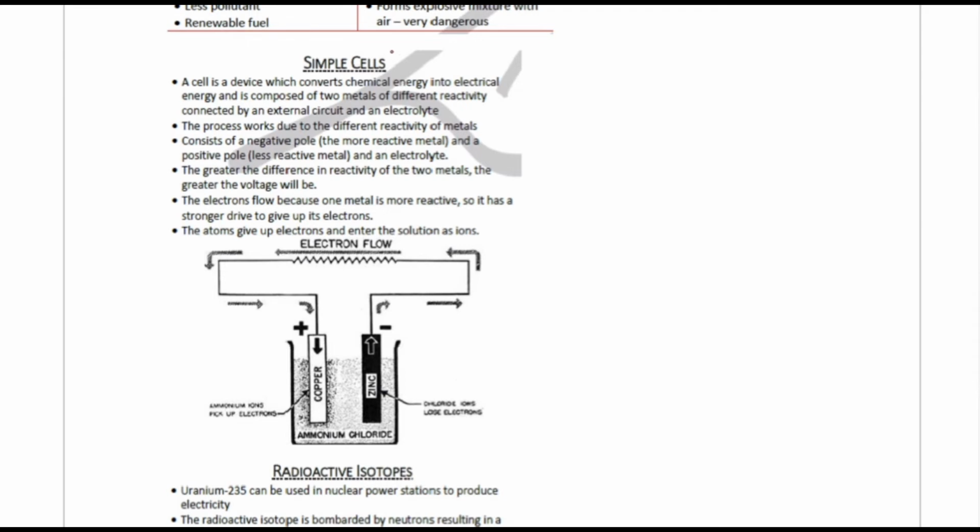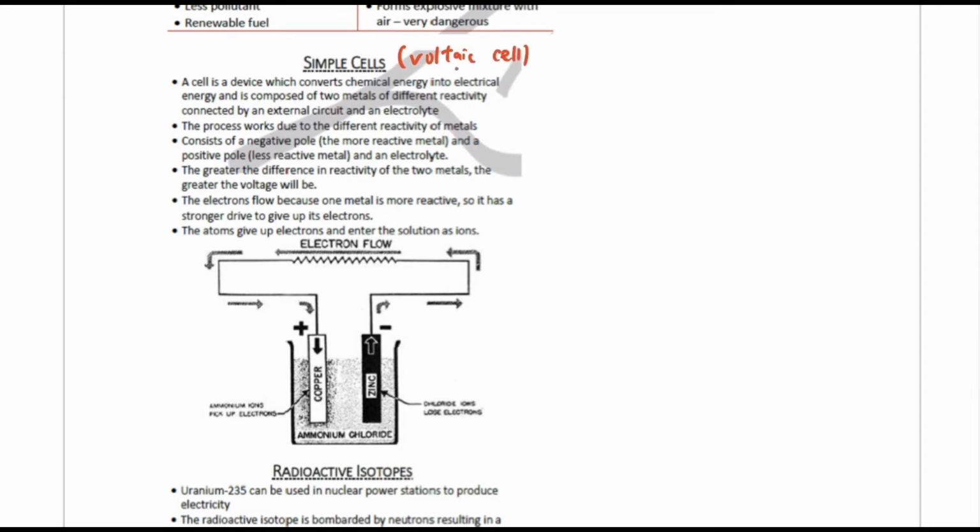So if you remember just now in chapter 5, I said we have electrolytic cell and voltaic cell. Electrolytic cell is chapter 5. Then I said voltaic cell is not in the syllabus, right? So actually it is here, in chapter 6. Now this simple cell is the voltaic cell that I said.